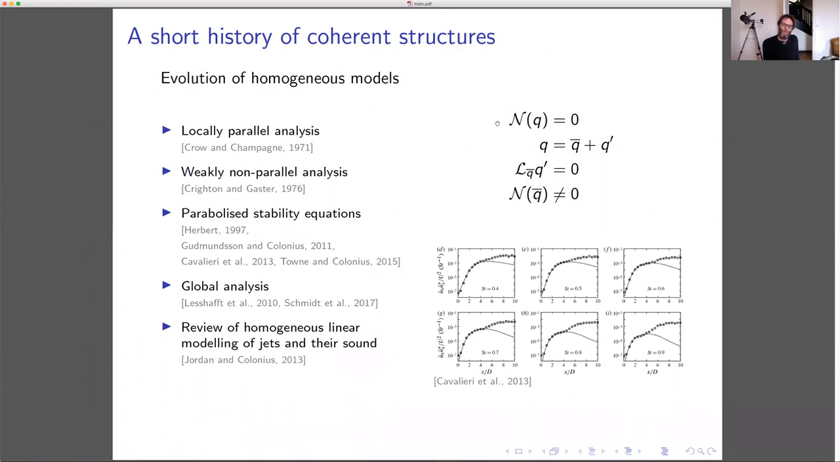Can you guys see the mouse, the pointer? Somebody could confirm that would be useful.